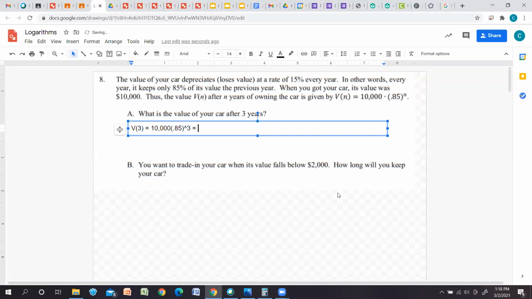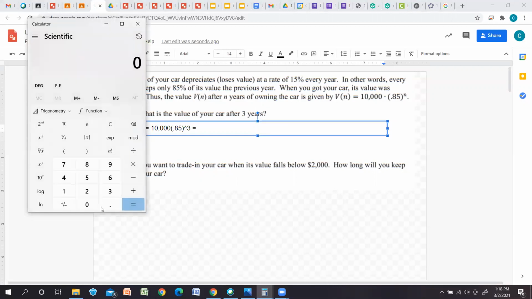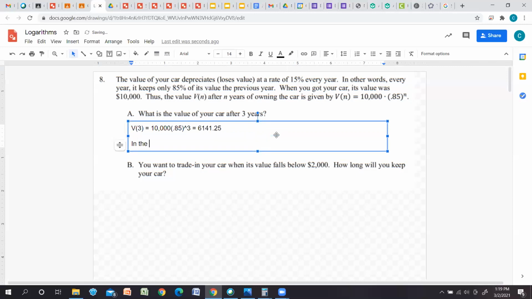That's fairly straightforward to calculate. Take a calculator, we have 0.85 to the power of 3. Multiply it by 10,000. You get 6,141.25. So in 3 years, the car will be worth $6,141.25.